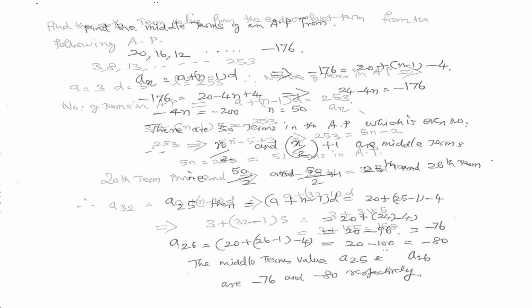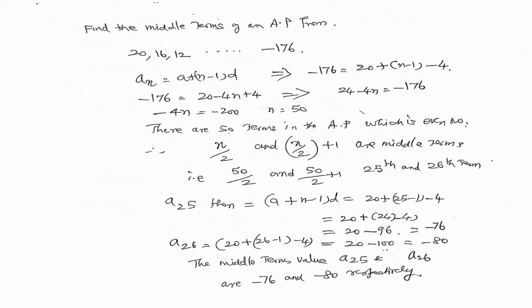Now find the middle terms of an AP 20, 16, 12 going down to -176. An = A + (n - 1)D, where the last number An = -176, is equal to 20 + (n - 1) × (-4). Therefore, it takes us to -4n = -200. So, there are 50 terms in this AP.